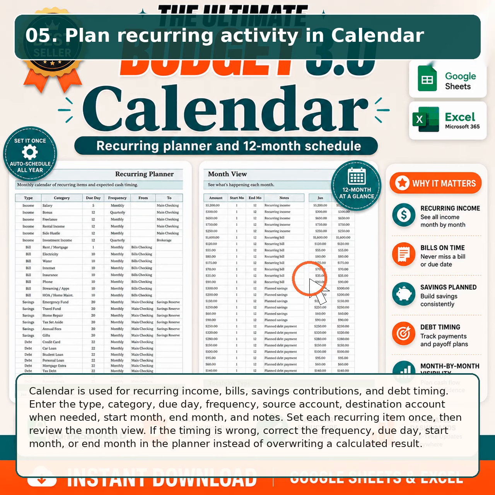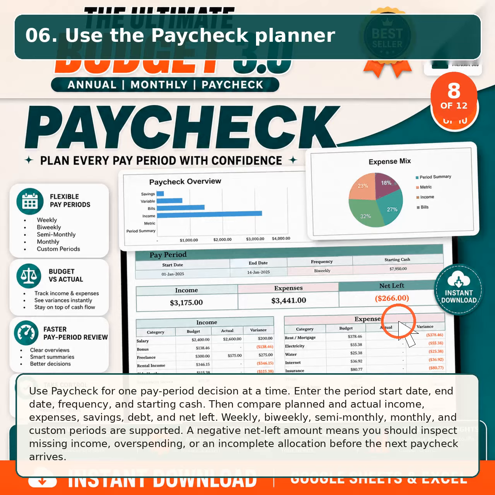Calendar is used for recurring income, bills, savings contributions, and debt timing. Enter the type, category, due day, frequency, source account, destination account when needed, start month, and notes. Set each recurring item once, then review the month view. If the timing is wrong, correct the frequency, due day, start month, or end month in the planner instead of overwriting a calculated result.